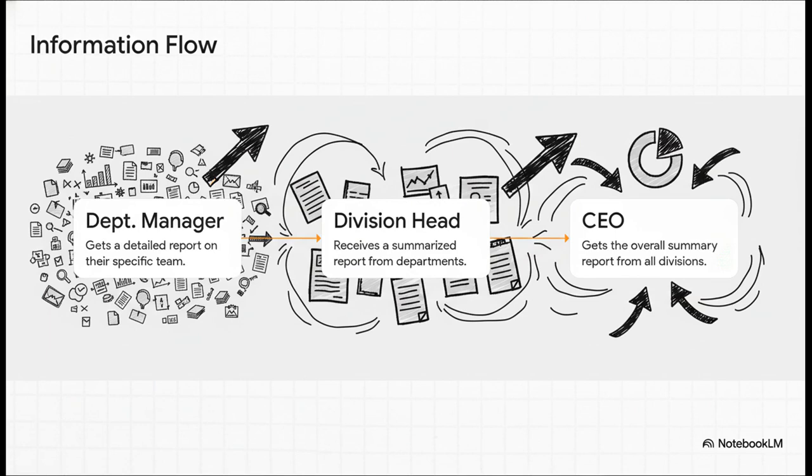Now, what's so smart about this whole system is the way the information flows. See, it's not just one massive, overwhelming report, it's a pyramid. The department manager, down at the base, gets a super detailed report just for their team. Then that report gets summarized and rolls up to their boss, the division head. And those summaries get condensed again into the big picture report for the CEO. It's a brilliant system, right? It makes sure everyone gets exactly the level of detail they need and nothing more.